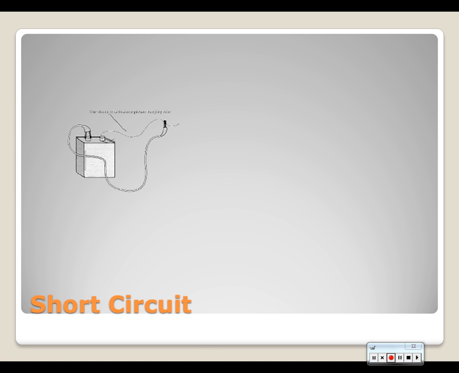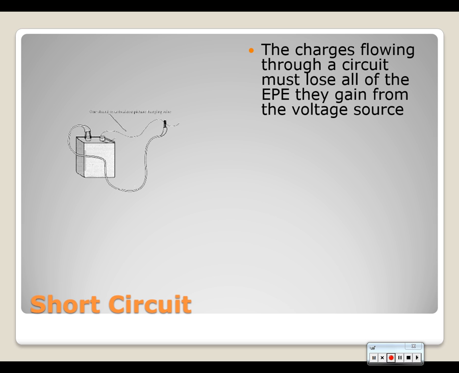The last thing we talk about is a short circuit, right? A short circuit is a result of the fact that all of the energy that the charges gain by going through the battery, they have to lose into something else. Light bulbs turn electric potential energy into light. Toasters turn electric potential energy into heat. Remote-controlled cars turn electric potential energy into the movement of the car.